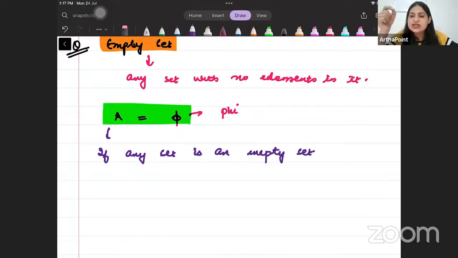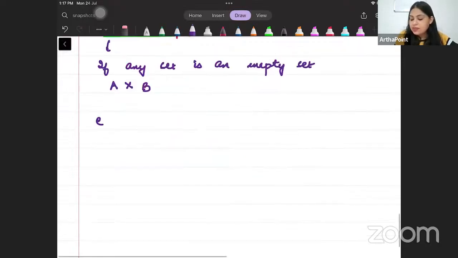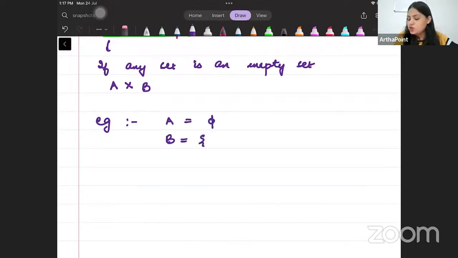if any set is an empty set, then if I were to go ahead and do a Cartesian product, just say for example, take this example. I am telling you A is an empty set. B is a normal set. So B has elements 1, 2, and 3 in it. And now I'm telling you do Cartesian product of A with B. What will I get? So beta, whenever you do a Cartesian product of a set with an empty set, you get an empty set. So it will be empty.